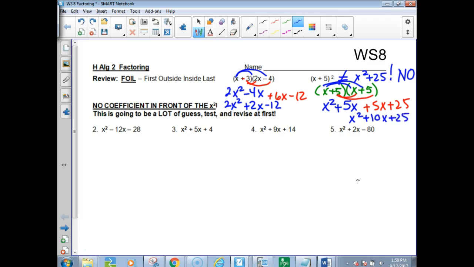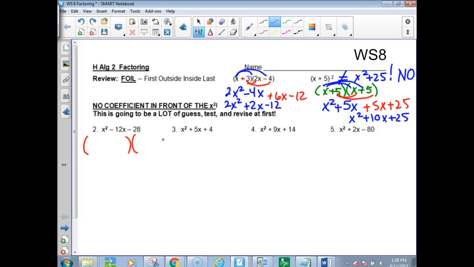Okay, again, I will show you a shortcut in a little bit for multiplying a binomial times a binomial, at least when it's one binomial quantity squared. All right, we're going to try to do factoring now. We're going to unfoil it, basically. So we're going to need to have a couple parentheses.